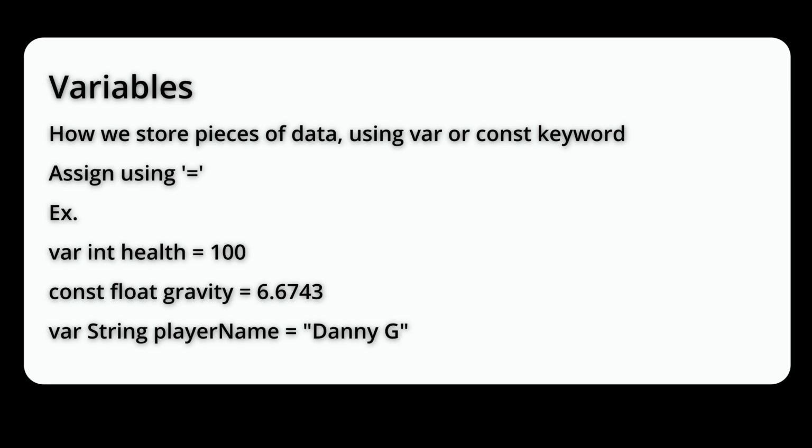Now, those words that you see before them like string, int, float, those are data types, which we will cover next. There's 5 main data types that you'll be working with in game dev: ints, floats, strings, booleans, arrays, and dictionaries. Now, let's go over each one separately.